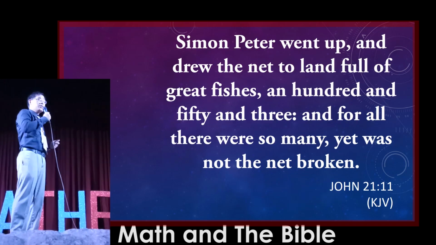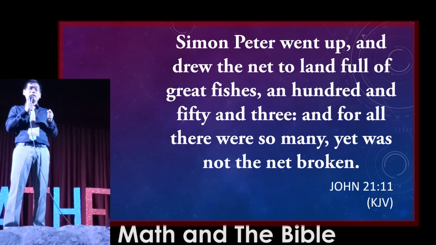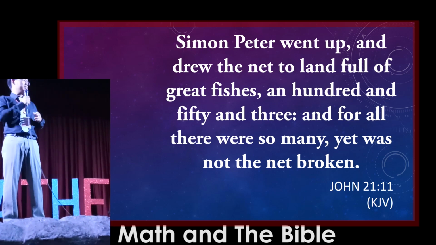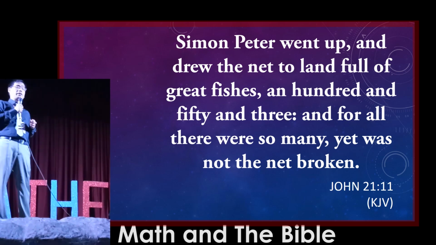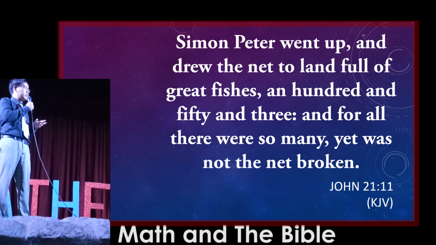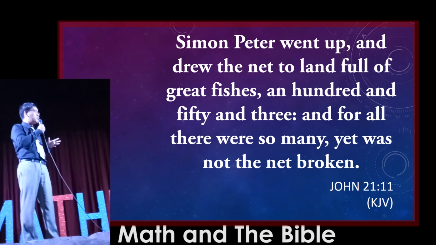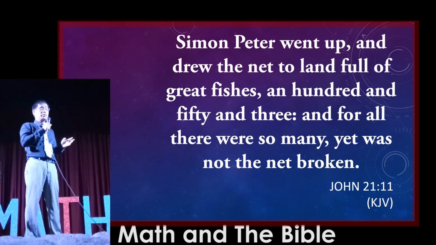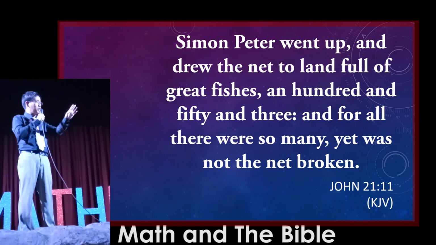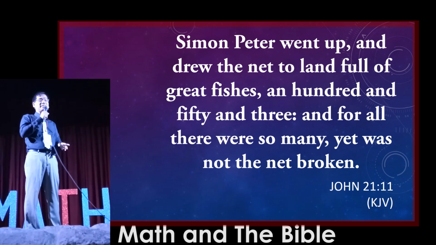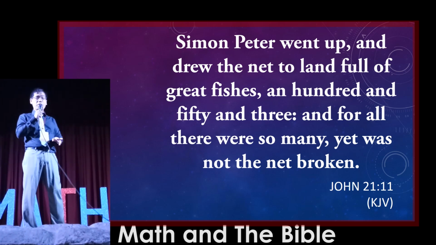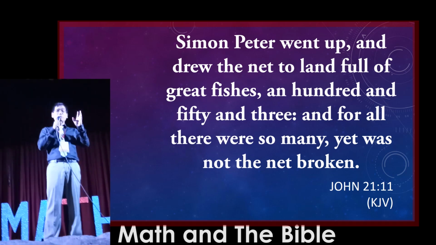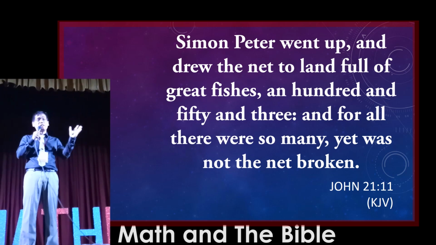Next please. This one I added because the mathematically inclined will really search on the numbers that he reads. John chapter 21 verse 11, it says, Simon Peter went up and drew the net to land full of great fishes, 153. And for all there were so many, yet was not the net broken. John chapter 21 verse 11. Again, this is another type of verse wherein we as regular readers would not see any message being conveyed to us by the Bible.